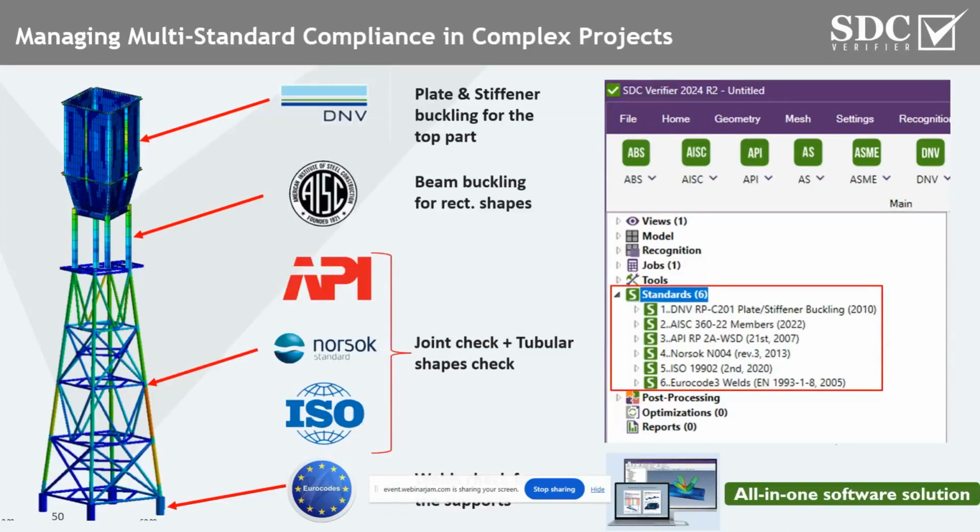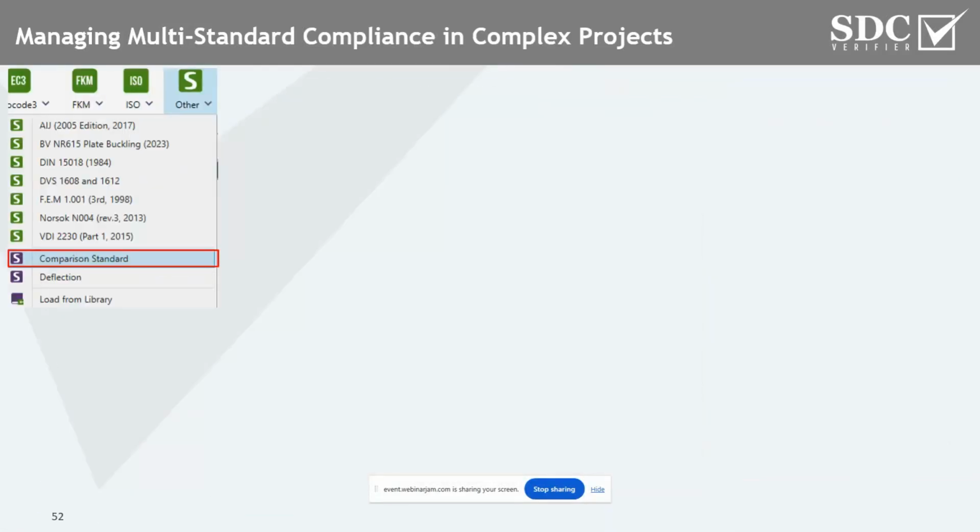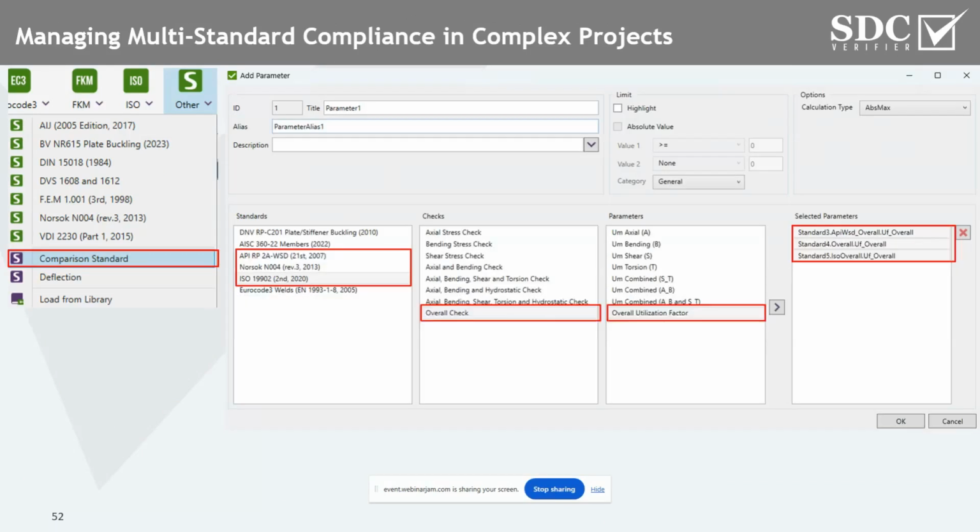Can I somehow quickly find out what is worse, what is the best, and can I compare results of all these standards? For that purpose, we also have something we call comparison standard. So this is not a typical or standard rule prescribed by the societies, but this is something that you can use to compare results between various codes. For example, when talking about the same API, NORSOK and ISO, you would like to check the worst parameter, which is the overall check. Yeah, so it summarizes, let's say, the worst results over all checks included in each standard. And then you would like to compare all the final parameters between each other.